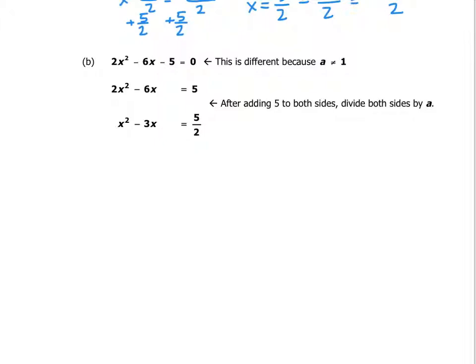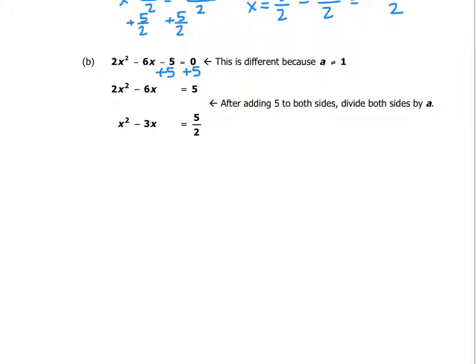Our very last example here is different. This is different because in this example, we have a number in front of x squared. And this means we're going to have one extra step. So our very first step in this problem is still the same. We are going to take this 5 and move it to the other side of the equation. So add 5 to both sides of the equation.